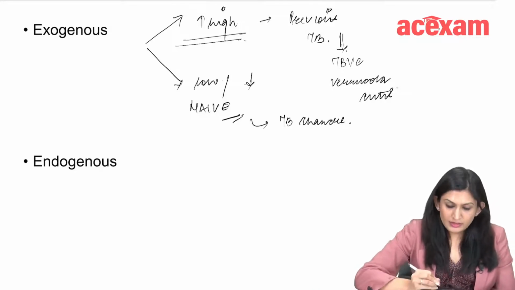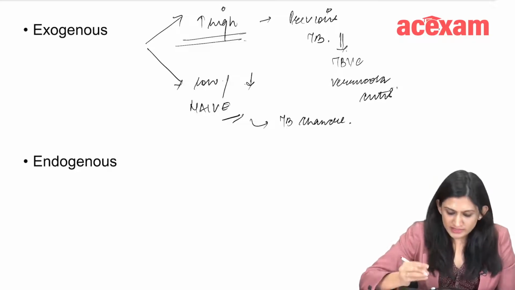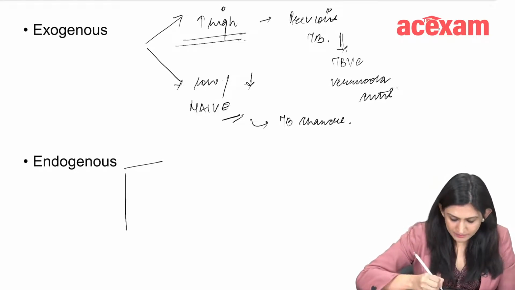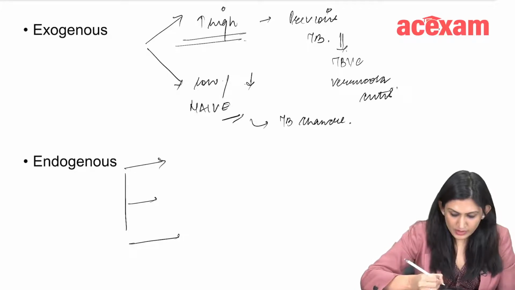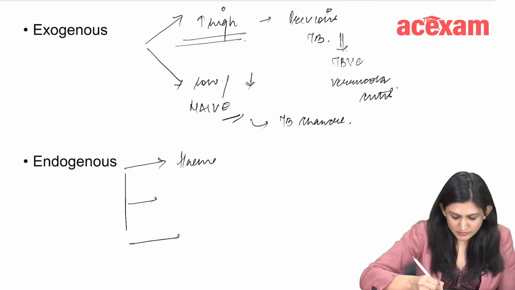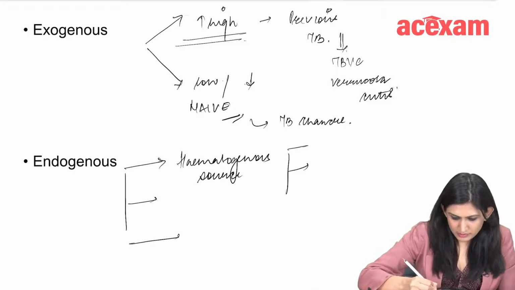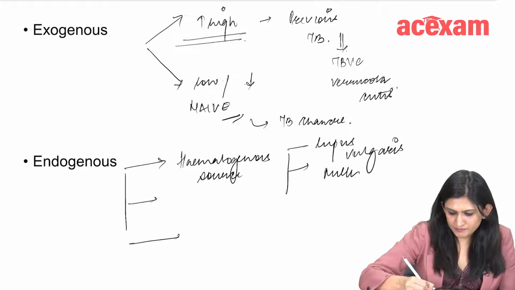If the bacteria is coming from an internal source, from the host itself, then how would it manifest? If the bacteria is coming from the blood, so a hematogenous source, it will cause either lupus vulgaris, miliary TB, or TB gumma.